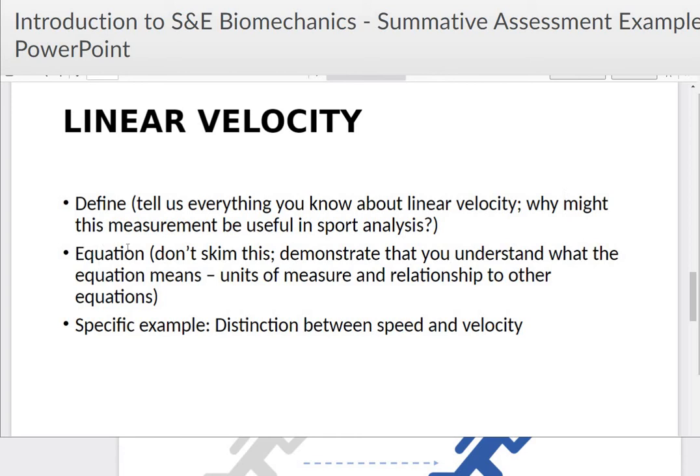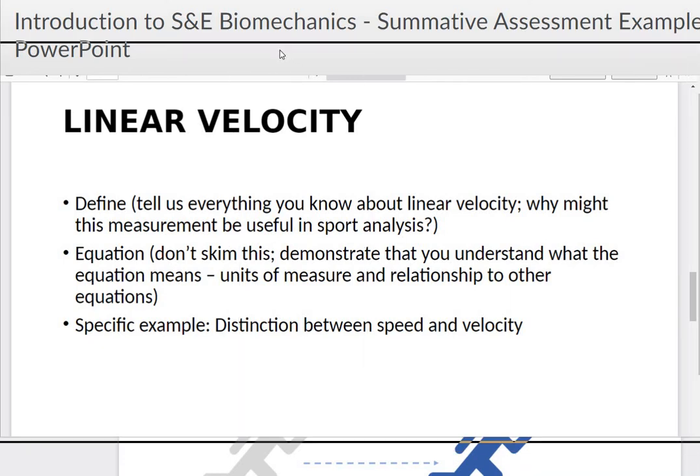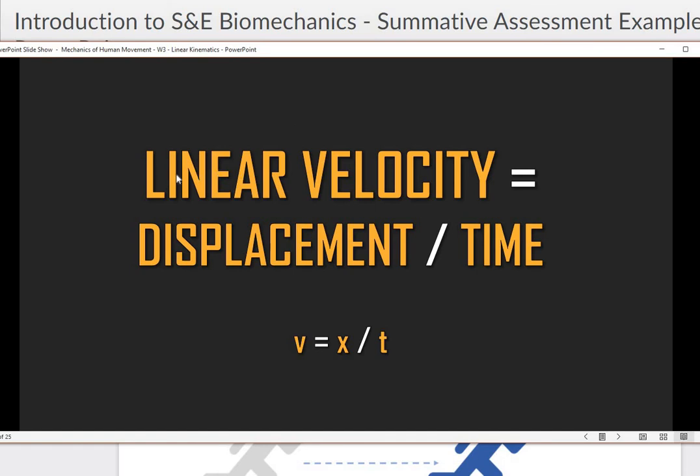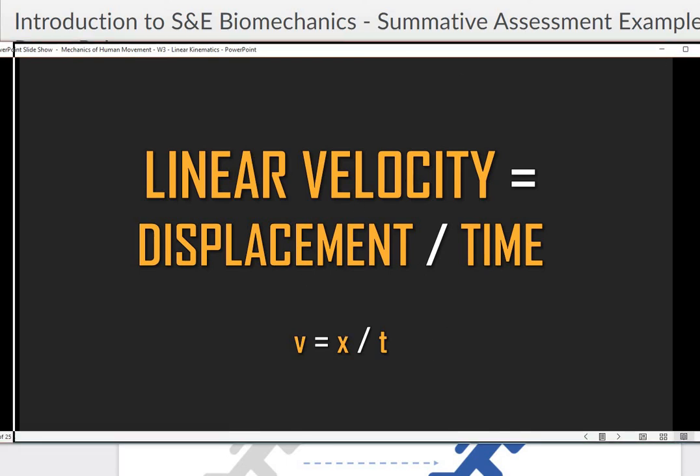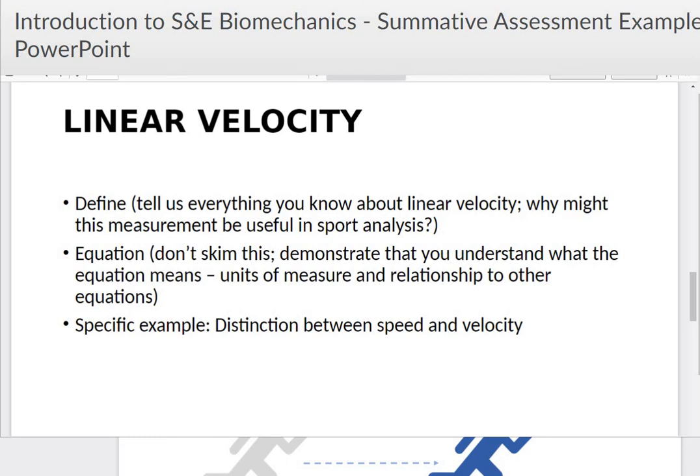The equation, don't skim over it, as I've said here. You need to demonstrate that you can apply equations like this into the real world, because that's what biomechanics is. Can you give this meaning? What does it mean? One of the best ways to do that is to use images and examples to support what you're saying. So there we are.